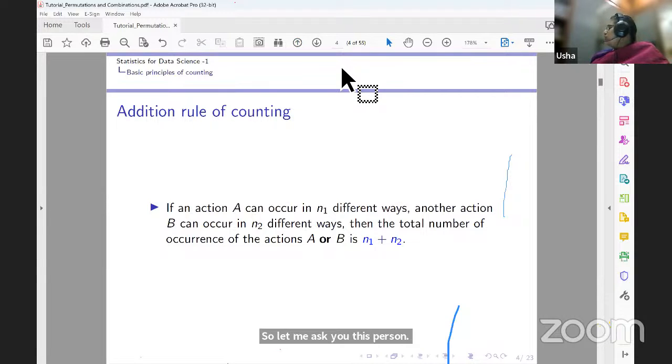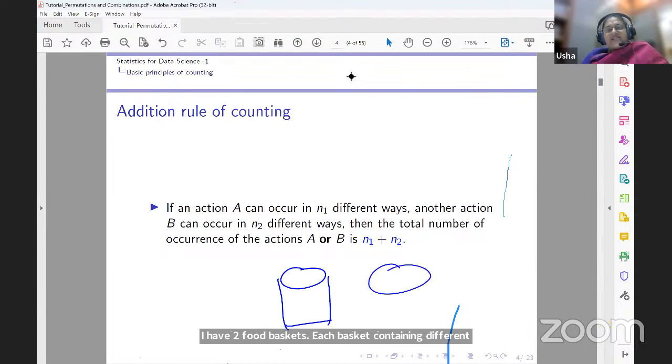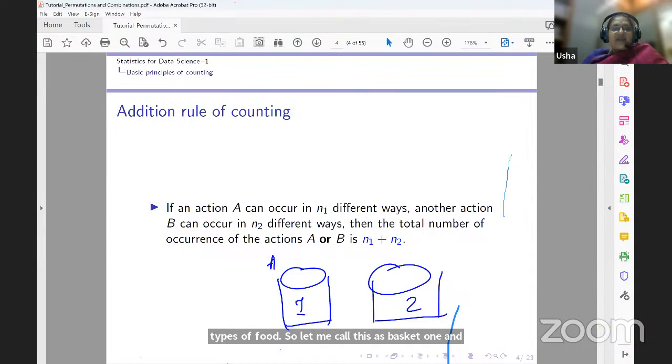Suppose you have 2 fruit baskets. And please listen to the question carefully. I have 2 fruit baskets, each basket containing different types of fruit. Let me call this basket 1 and this basket 2. In this basket, I have an apple, orange, and say banana. In this, I have mangoes and say grapes.